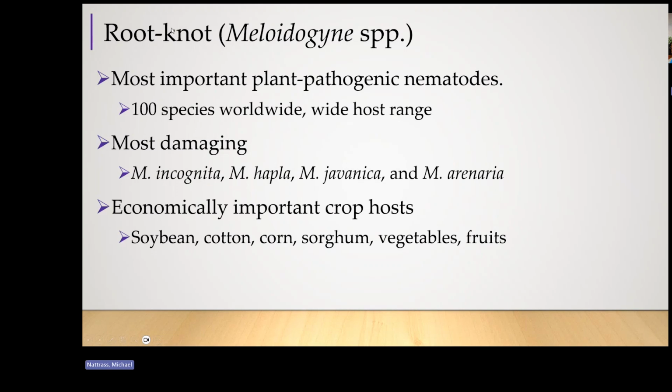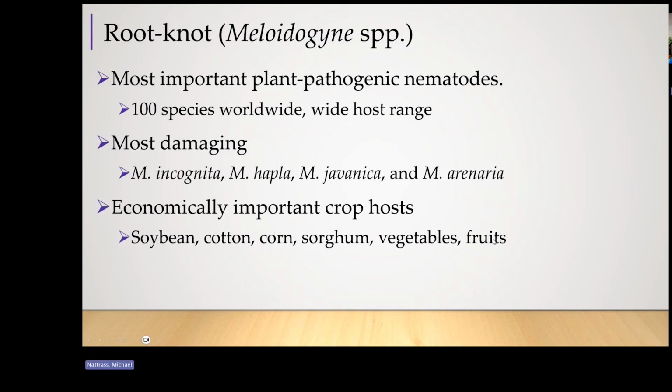All right, so our root knot is going to be the most important one. Again, we've got 100 species worldwide. They're going to attack a large variety of hosts. Pretty much if you're growing a plant in a field that has nematodes, that's an opportunity for that nematode to destroy it. So soybean, cotton, and corn, our vegetables and our fruits, we're going to have roots growing in the ground that are close to the surface.